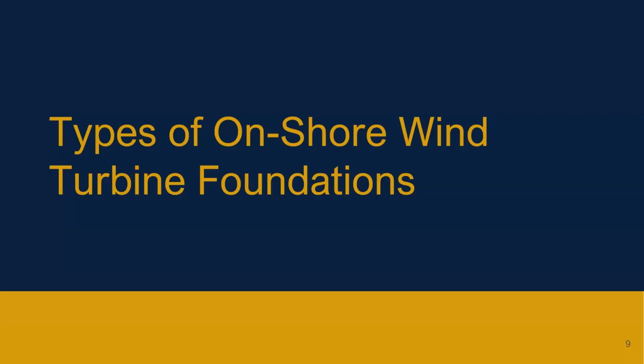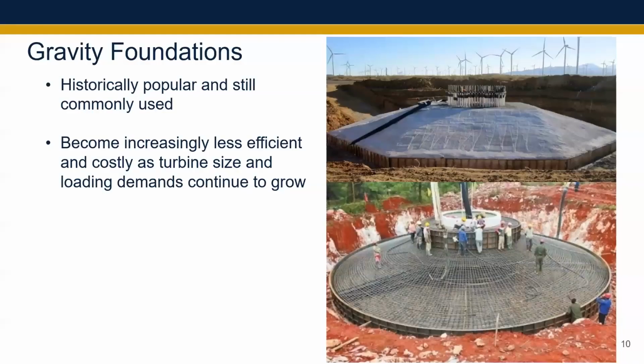We're going to talk about types of onshore wind turbine foundation. The first type that most of us are familiar with, and we see it because it's above the ground actually, is the gravity foundation. Gravity foundations have historically been popular and are still commonly used. They are becoming less efficient and costly as turbine size increases, because in order to counter the overturning moment from the wind load to the wind turbine, those have to be huge.